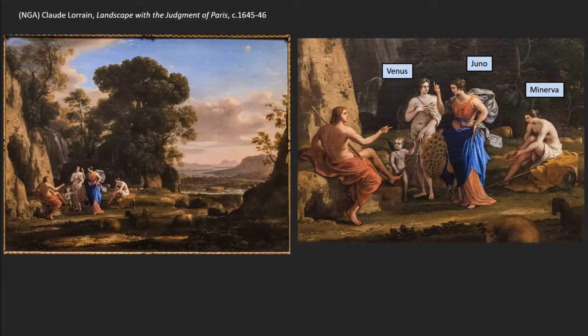Now, who does he choose? This is the key element of this story. Paris gets to choose the most beautiful woman in the world. He chooses... That's right. He's from Troy, and she's from Sparta. Helen, who becomes Helen of Troy. Right? This starts the Trojan War.